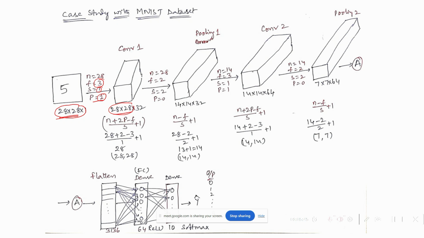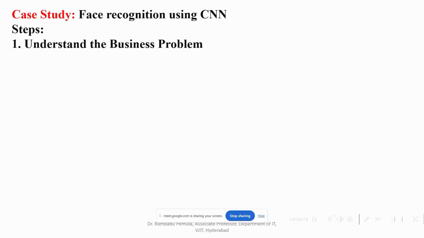So like that, we are going to apply our models. This is one model. Okay, so like that we are applying our convolution models. Now here our aim is to see one case study called face recognition using the CNN.